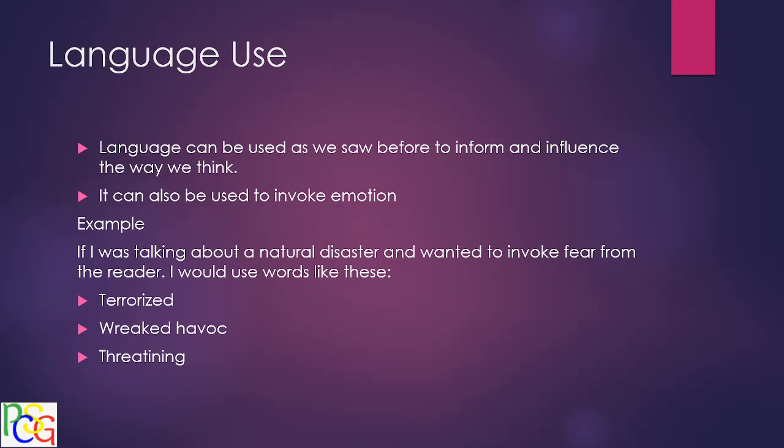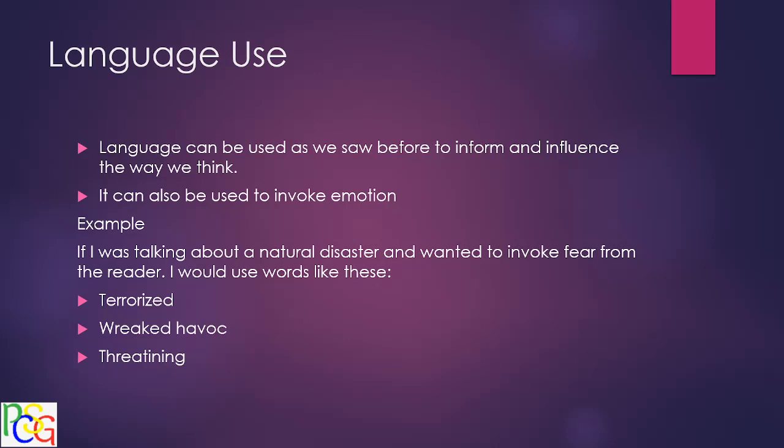But anyways, language use. So our language can be used, as we saw before, to inform and to influence the way we think. And that was more in terms of the expository writing. We use it to inform and say things that are more factual, and obviously to give us a higher understanding and change the way that we think. So even though all these topics sound a bit all over the place, it is really connected. So writing though, our language, can also be used to invoke emotion.